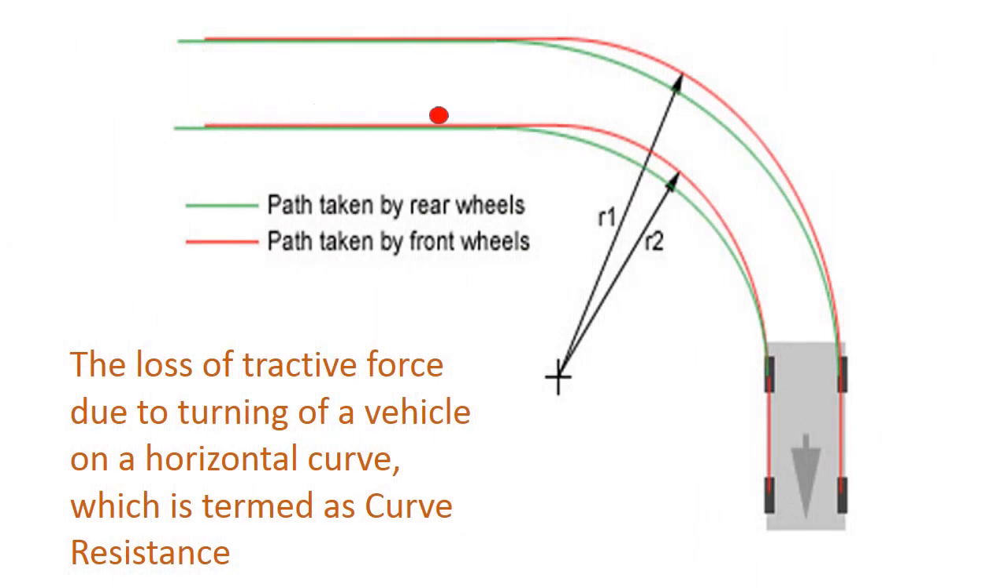The path taken by the rear wheels and the path taken by the front wheels are shown in the figure. Red represents the path taken by the front wheels. Green represents the path taken by the rear wheels. When a vehicle travels along a horizontal curve, the rear wheels form radius R2.